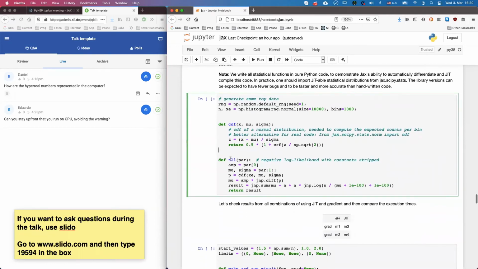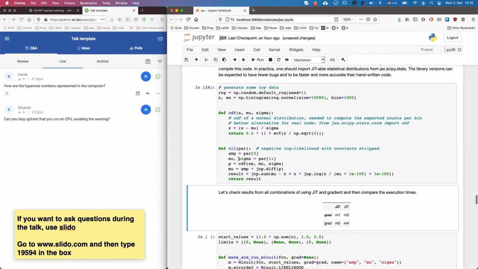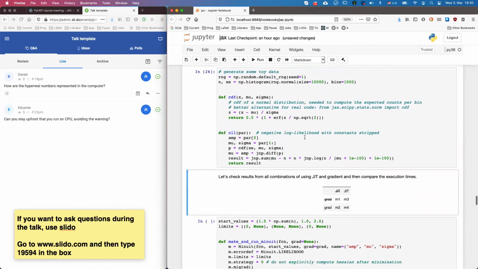Okay, so I generate here some random data, some histogram. I define my CDF here because I want to fit a histogram. Then I define my negative log likelihood here, where I strip the constants. And this I also have to write in plain C code.